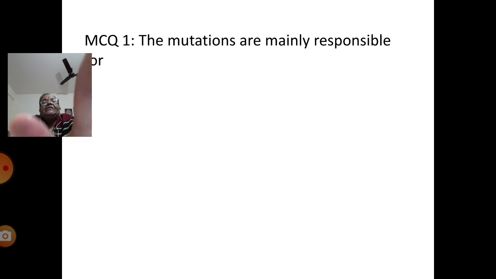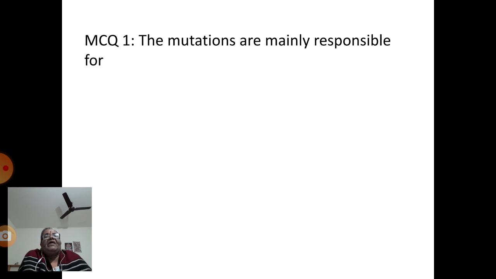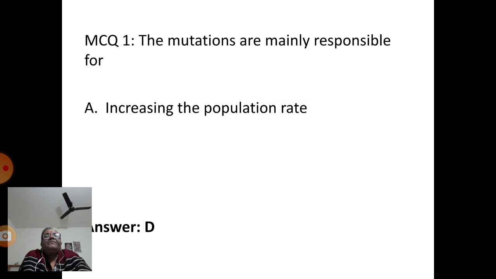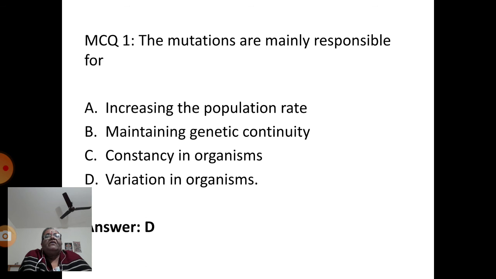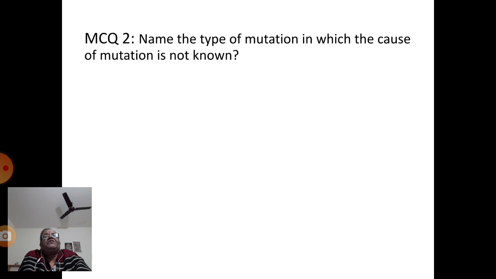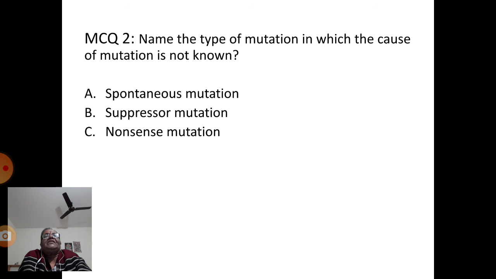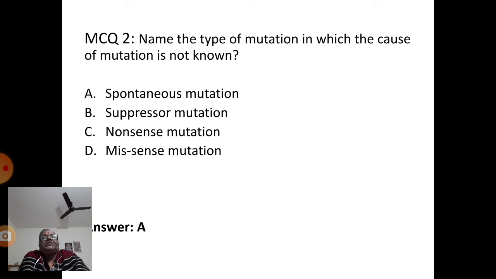Let me discuss. The mutations are mainly responsible for: increasing the population rate, maintaining genetic continuity, constancy in organisms, variations in organisms, and the answer is D. Next assessment question. Name the type of mutation in which the cause of mutation is not known. A. Spontaneous mutation, B. Suppressor mutation, C. Nonsense mutations, D. Missense mutation. Answer is A, that is spontaneous mutation.